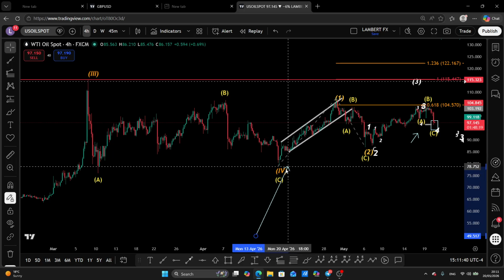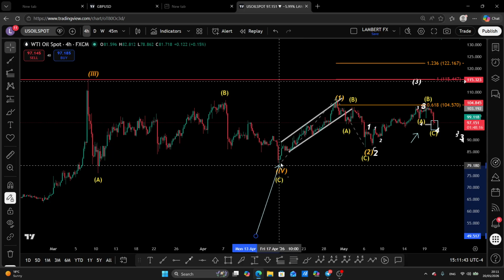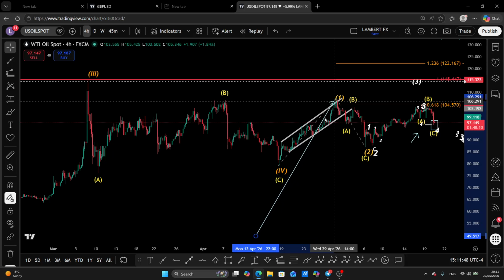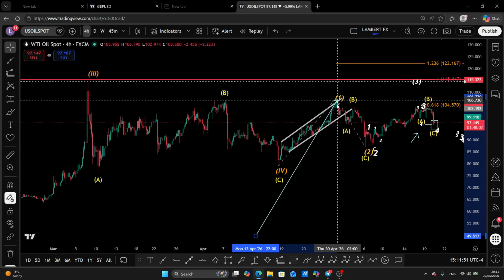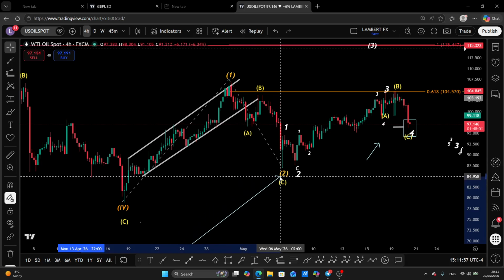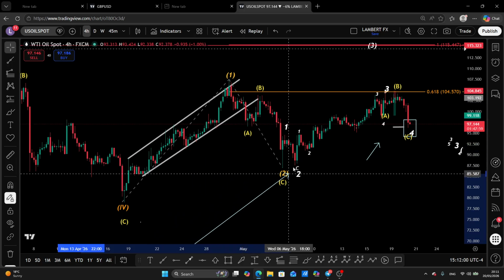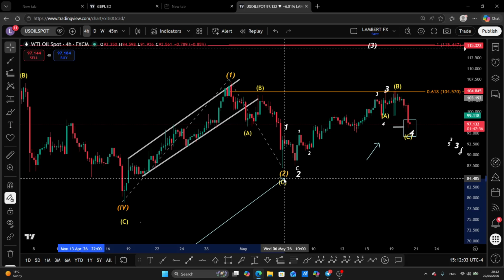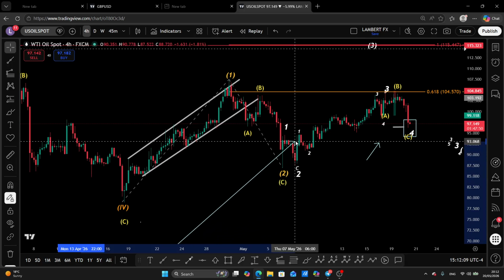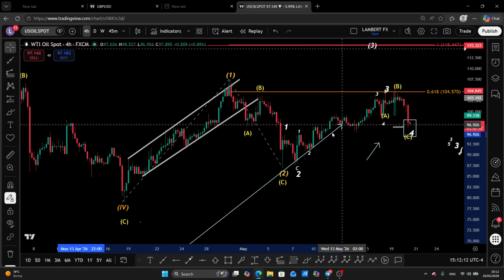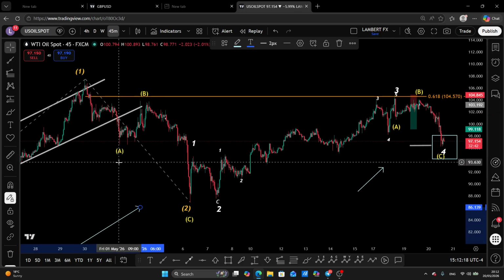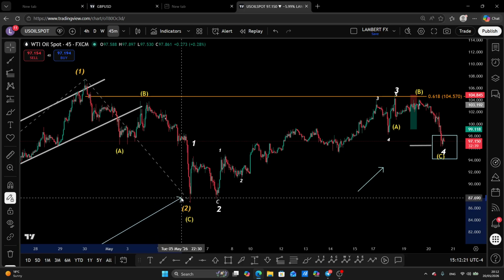All right, so right here we have this leading diagonal for our wave 1 of this 4, our wave 1, and then we had the correction for 2. As you can see, we had this ABC for 2. All right, so what we're going to do now is drop down to a lower time frame to see these legs to the upside. So let's do 45 minutes time frame. Right, so this was the 2 on the 4-hour time frame.